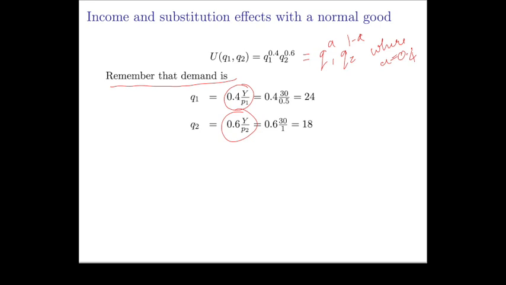So the quantity that you're going to demand at these given prices before the price increase, remember the price of good 1 is a half, you've got $30. So 0.4 times 30 divided by 0.5, that's 24.